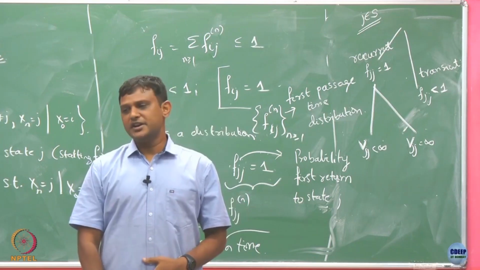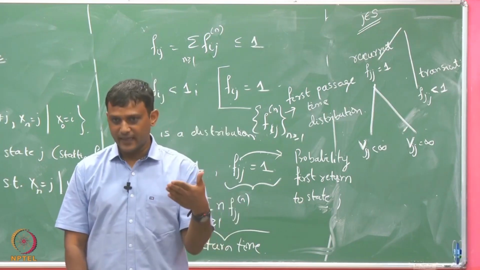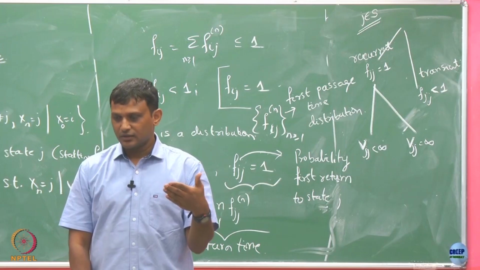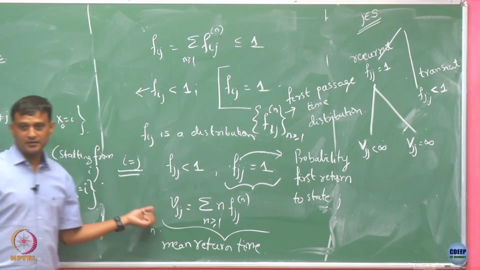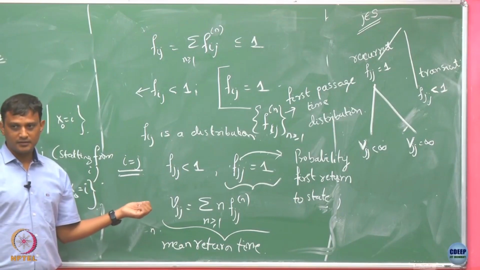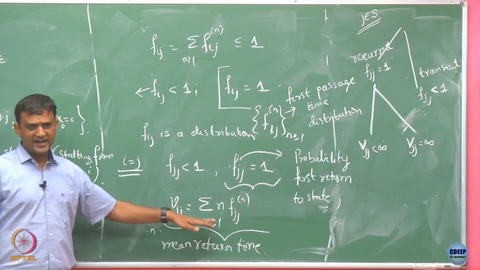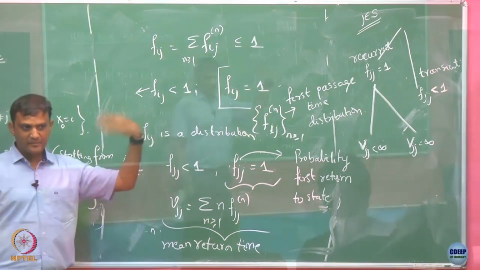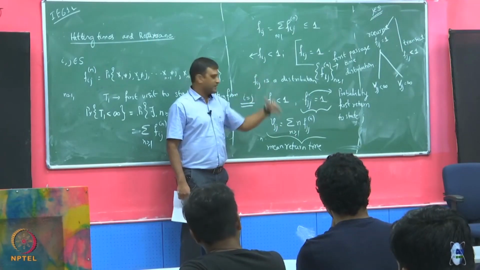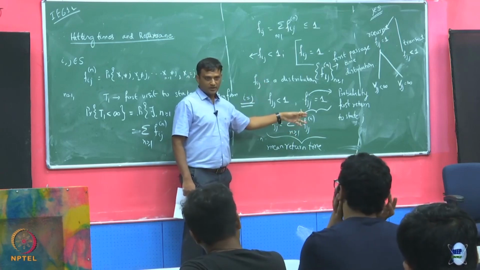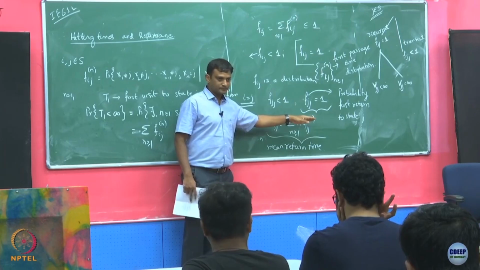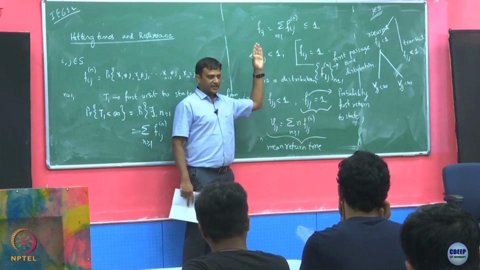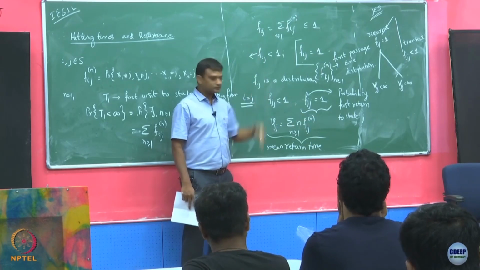So, when it is going to come back frequently, what do you expect this mean return time to be? It will not be large, right, in that case. It is coming back frequently, so most of the time maybe n are smaller, and those smaller n will have higher probabilities, and the larger n's will have smaller probabilities.